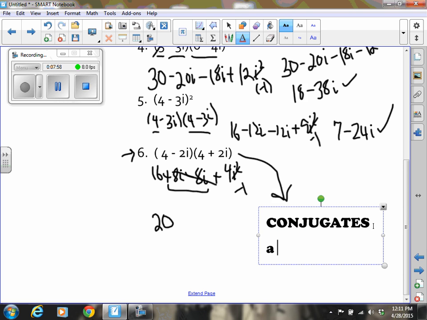Conjugates take the form a plus bi and a minus bi. They have opposite imaginary terms, meaning that the opposite imaginary term is just the opposite sign. So the real part is the same number, but the imaginary parts are opposites. They have the exact different signs. And when you multiply a term by its conjugate, you're always going to get rid of your imaginary portions and be left with a real number. That's important to remember.